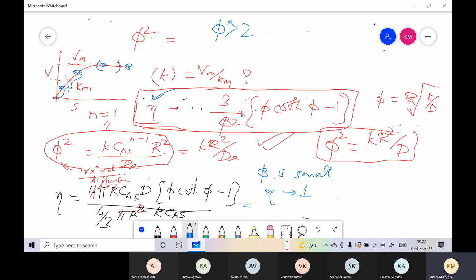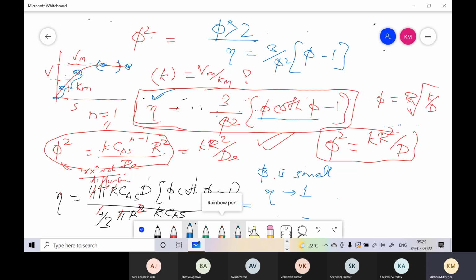We can write 3 by phi square. So this is the same thing. So efficiency eta is equal to 3 by phi square. And we can safely write this, as cot phi is almost gone, so we write phi minus 1. So we can approximate phi cot phi as simply phi when phi is greater than 2.